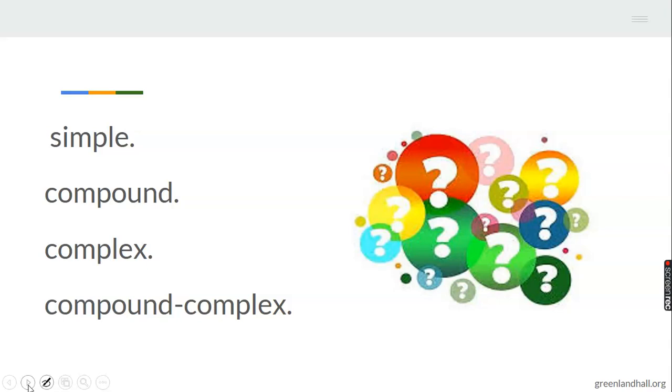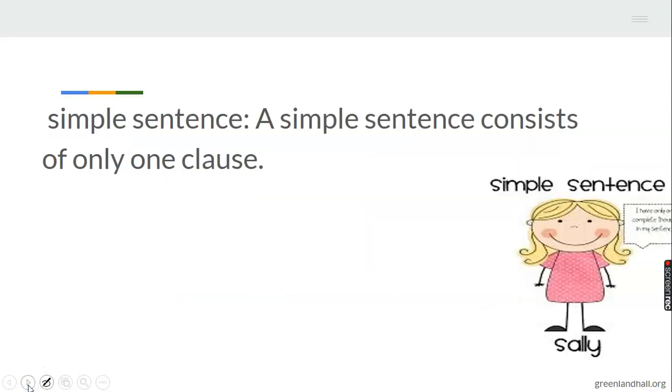Can you close your eyes and say them again? 1, beautiful. 2, 3, that's good. 4, brilliant. Good job. So we have 4 types of sentences. Now, number 1, we have the simple sentence.